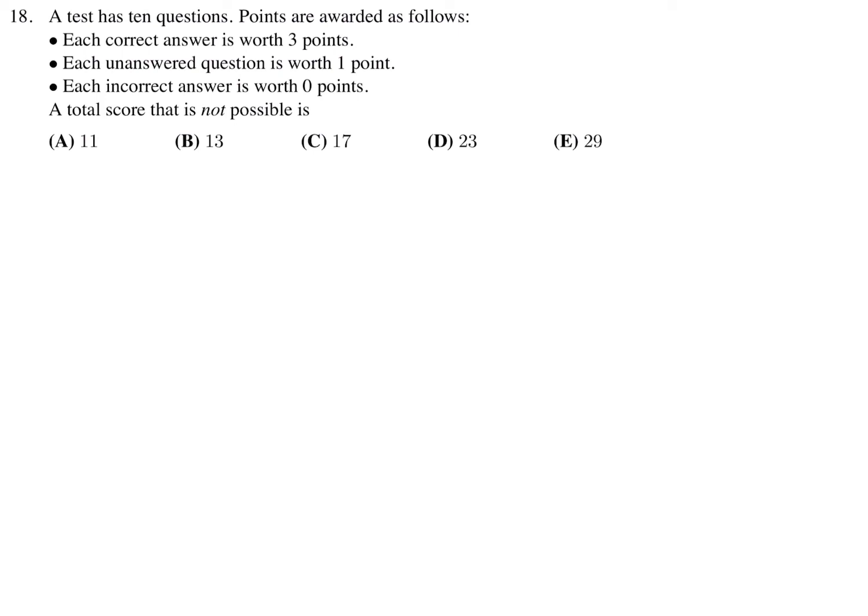A test has 10 questions. Points are awarded as follows. Each correct answer is worth 3 points. Each unanswered question is worth 1 point. Each incorrect answer is worth 0 points. A total score that is not possible is... This question reminds me of a scenario.